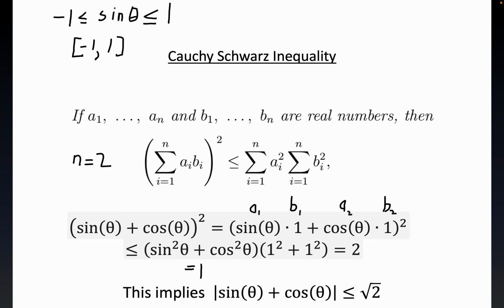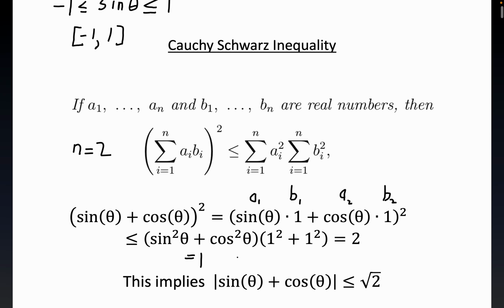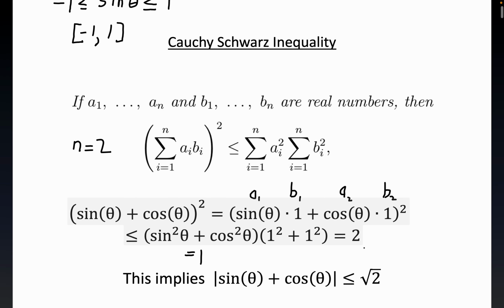So this piece right here is the left-hand side of the inequality, and this piece down on the next line is the right-hand side of the inequality. And again, since sine squared plus cosine squared is equal to 1, we get that this expression is less than or equal to 2.